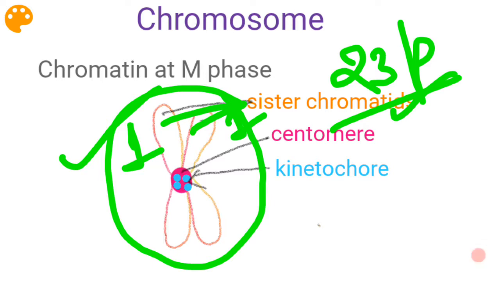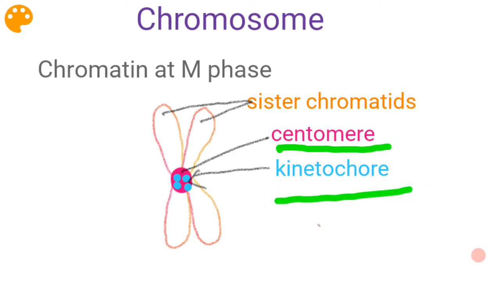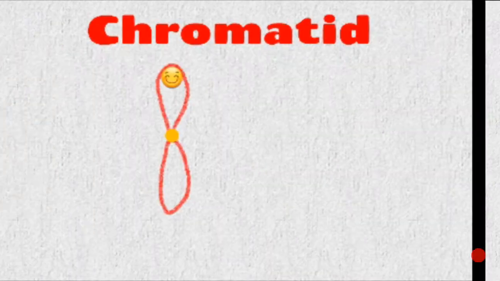These sister chromatids are attached to each other through a central point that is known as the centromere, and we have kinetochores in the centromere. Kinetochores are the structures which help for the attachment of spindle fibers. Spindle fibers attach on the kinetochore, and these spindle fibers help to segregate the two sister chromatids during cell division. Is this clear?